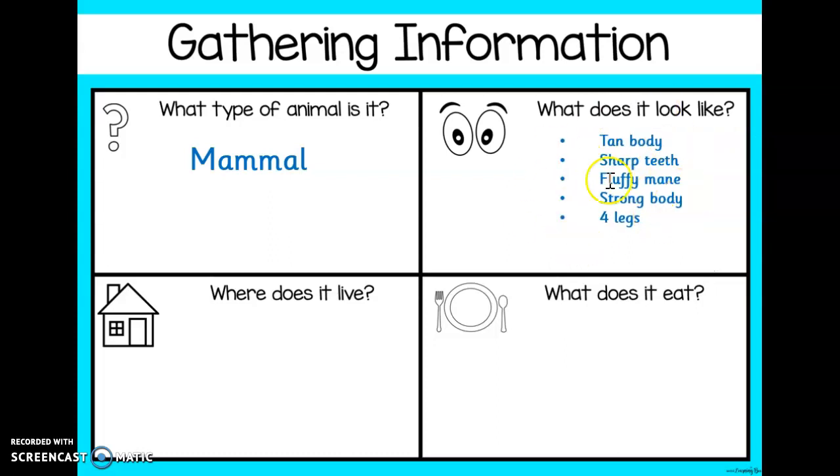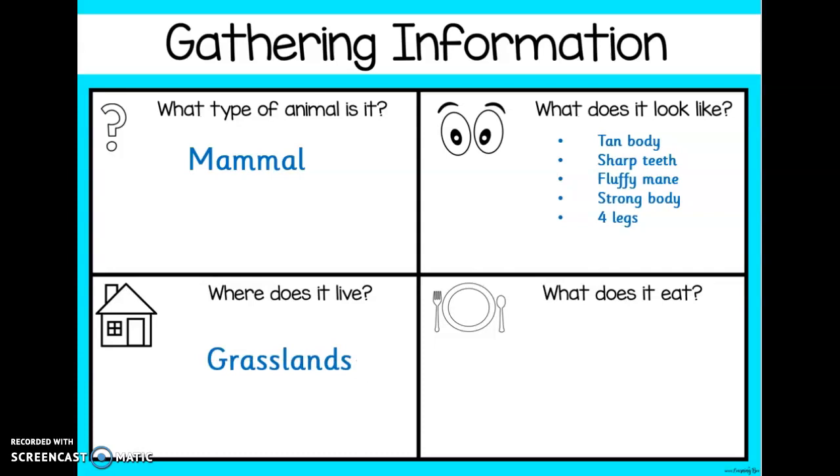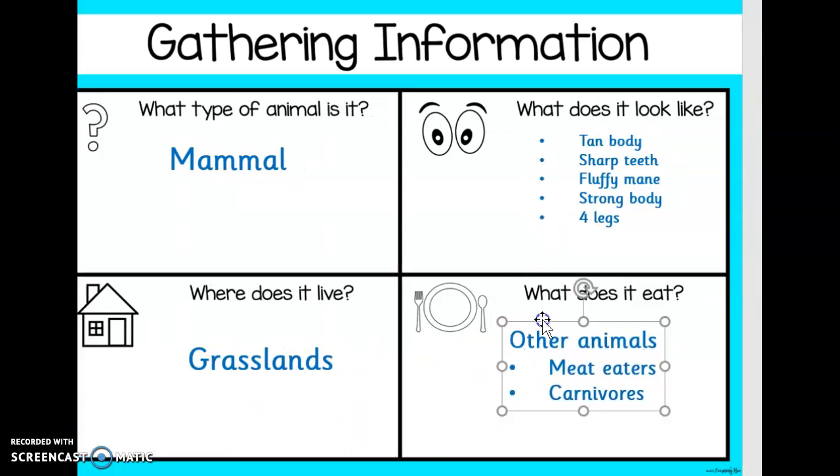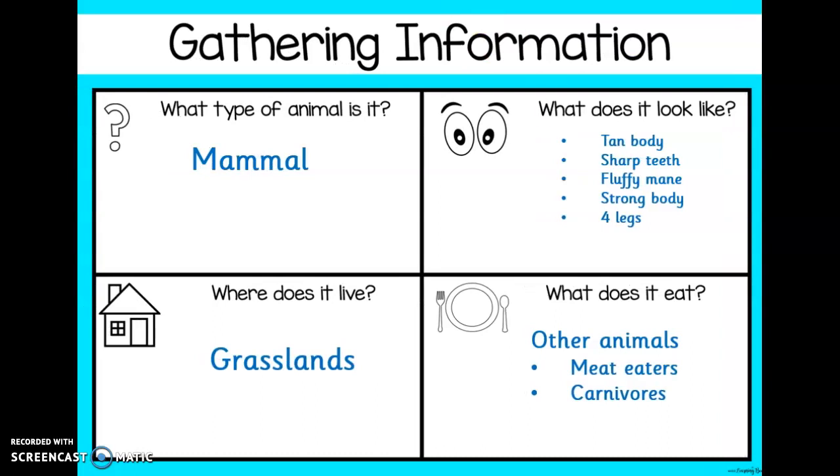So again, we're just focusing on what the lion looks like from the outside, just from looking at it. Where does it live? Well, we said it lives on grasslands, so it lives in grassy places. And what does it eat? Well, in the book it told us it eats other animals. So therefore I said they're meat eaters, and the name for meat eaters are actually called carnivores. So I wanted to put all that information into my report. And when you've got your planning sheet done, then you can write your report on lions.